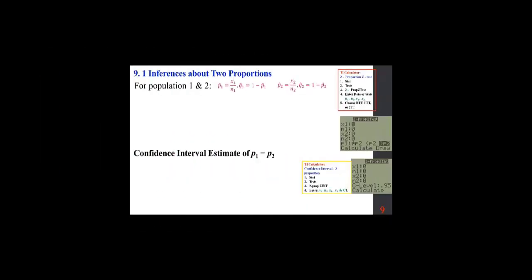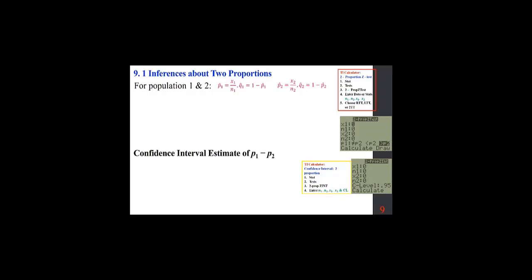So for the populations 1 and 2, remember p hat was x over n. Now p1 hat is x1 over n1. Remember q hat was 1 minus p hat, so it makes sense to say q1 hat is 1 minus p1 hat. Same thing goes for p2 hat, x2 over n2, and q2 hat is 1 minus p2 hat.